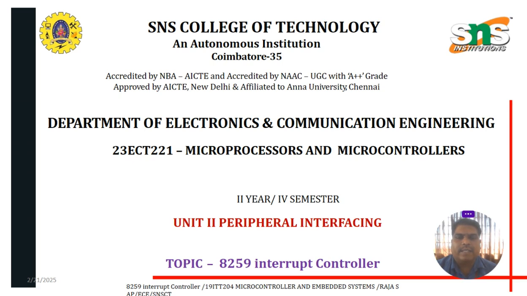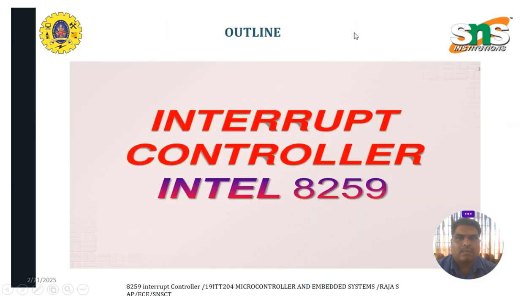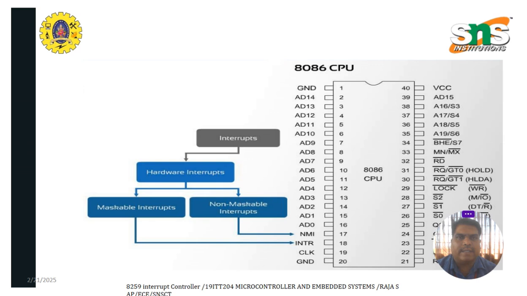In this YouTube video, I am going to discuss the 23ECT221 Microprocessors and Microcontroller subject under the topic 8259 interrupt controller. Based on my previous YouTube videos, you may know how the 8251 and 8255 are interfaced with the microprocessor. Now I am going to discuss a third and very important interfacing component called the 8259 interrupt controller. So, the interrupt controller, or generally it is called the 8259.